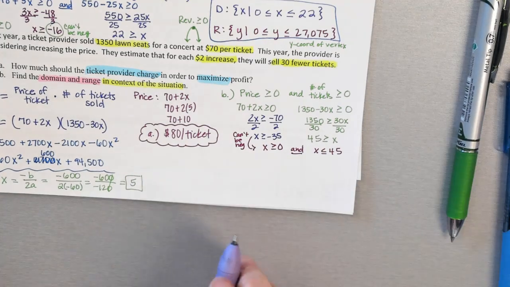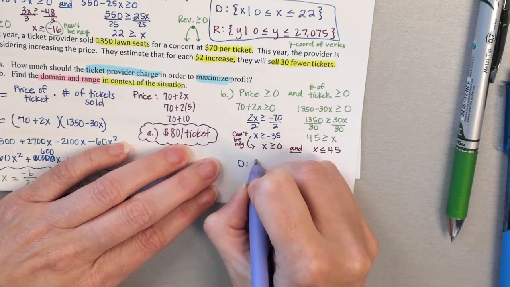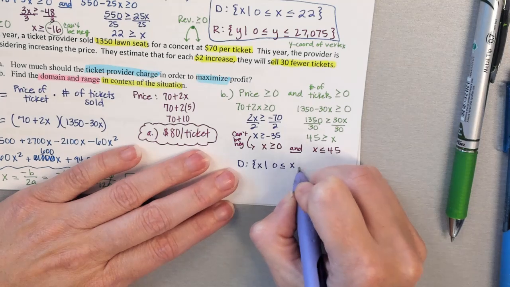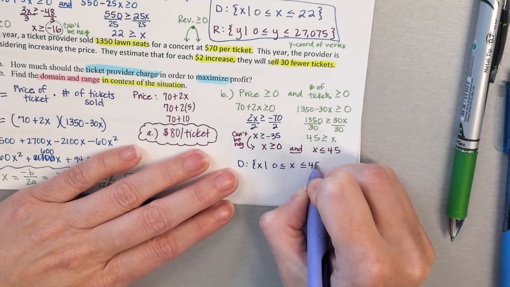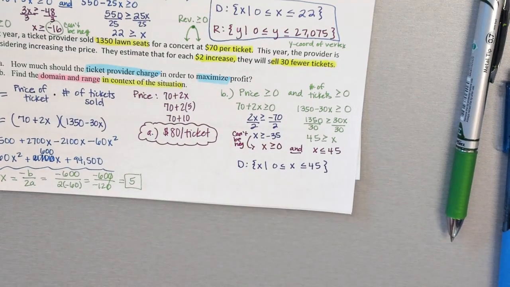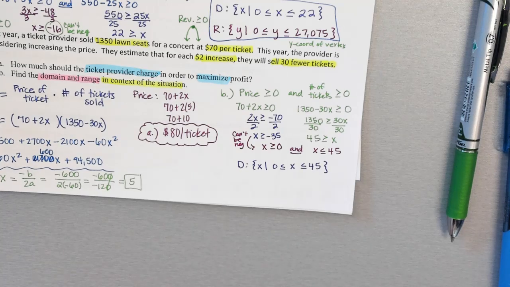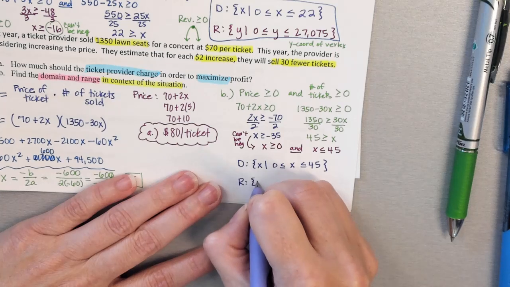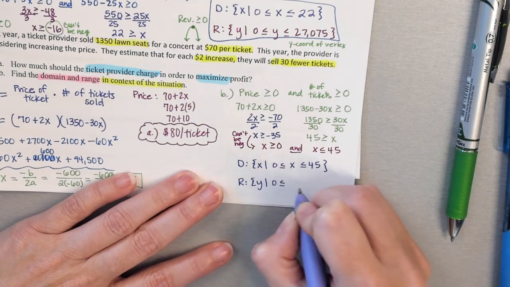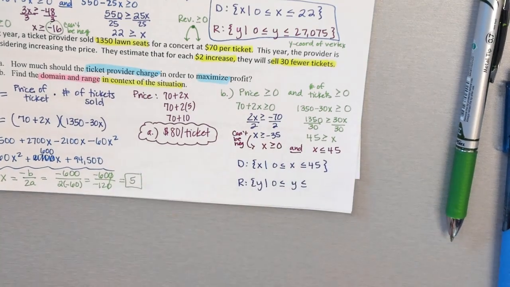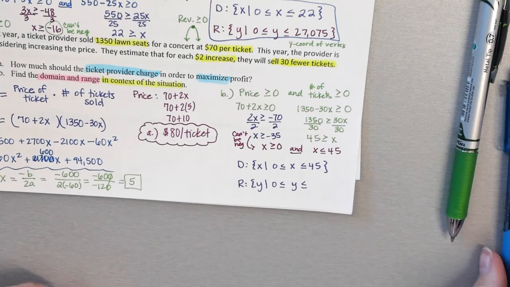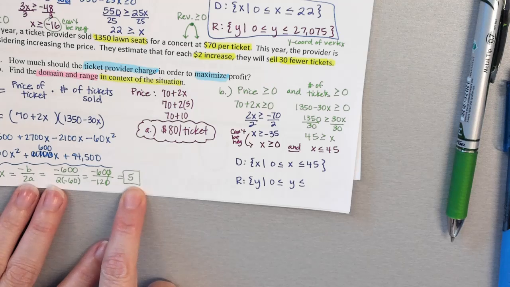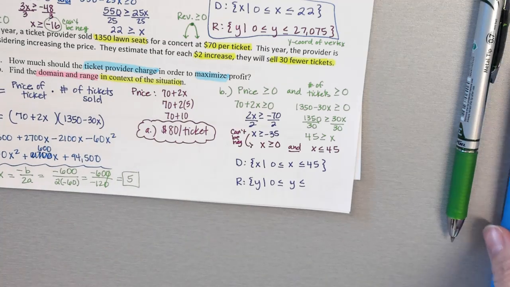So let's go ahead and put that in our domain, x such that 0 is less than or equal to x, which is less than or equal to 45. Okay, for our range, we know that the revenue, the least amount is 0. We have to find the max amount. Okay, so what we're going to do is we're going to take our x value, we're just going to plug it in to our function.